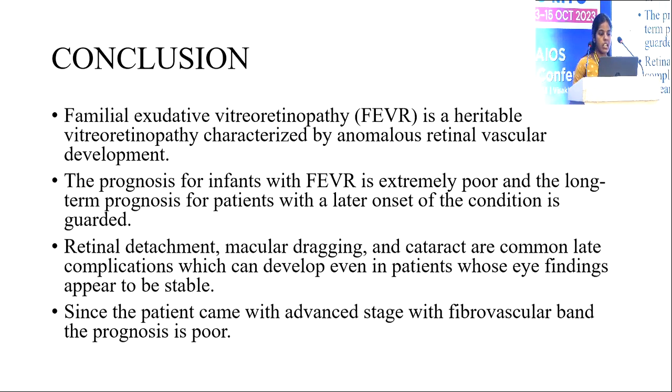So my conclusion is that familial exudative vitreoretinopathy is a heritable vitreoretinopathy characterized by anomalous retinal vascular development. The prognosis for infants with FEVR is extremely poor, and the long-term prognosis for patients with later onset is guarded. Retinal detachment, macular dragging, and cataract are common late complications which can develop even in patients whose eye findings appear stable. Since the patient came with an advanced stage with fibrovascular band, the prognosis of this patient is very poor.